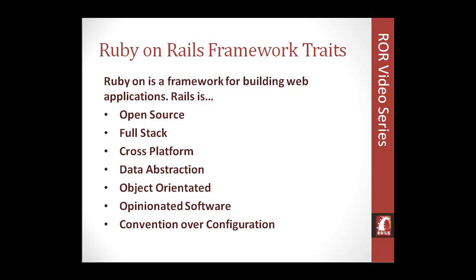So here are the traits that stick out when we talk about Ruby on Rails. First, it's an open source framework. It's completely open source and under a liberal, free as in free, license, so you'll never have to buy Ruby on Rails. Now you can buy support and help and add-ons and stuff like that, but you won't have to pay for the core framework.